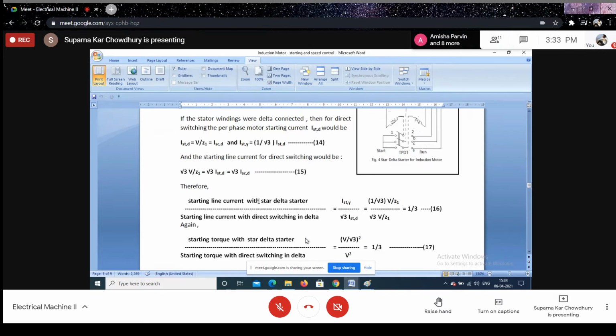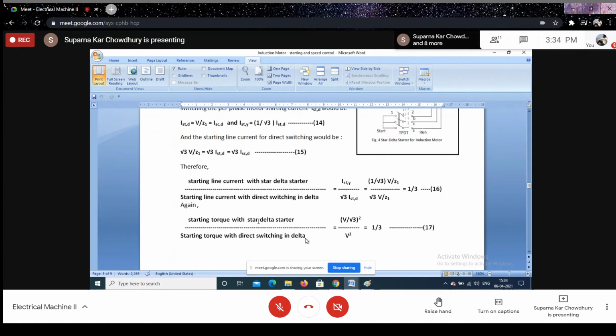So the starting line current with star delta starter, divided by the starting line current with direct switching in delta, will be I starting star divided by root 3 I starting delta, because this is a line current. For star, line current is equal to phase current. For delta, it is root 3 times the phase current. So the ratio will be 1 by 3.